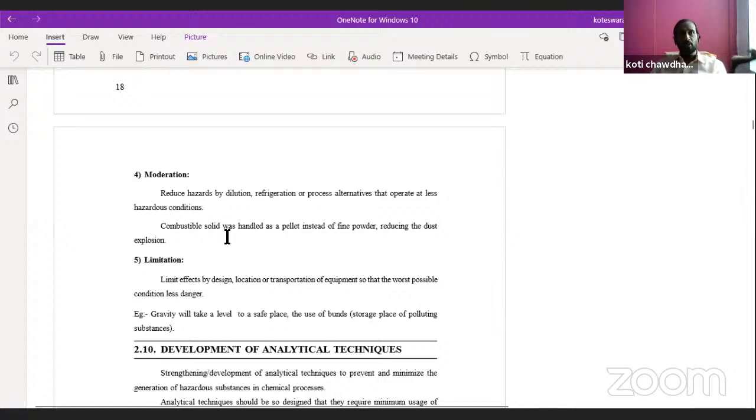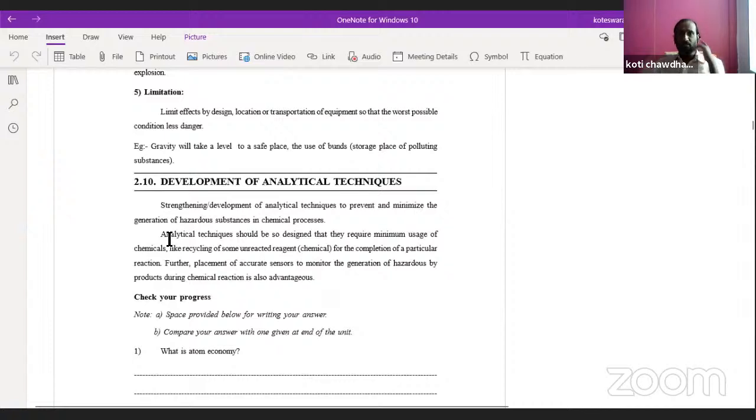And moderation: we need to modernize the reaction conditions. That means whenever it reacts, new methodologies are required. Suppose we are combusting solid waste in the form of powder, it leads to the formation of huge fumes to the environment. Whenever we prepare pellets of that material and combust the pellets, dust and fumes are avoided into the atmosphere. And limitations: wherever the conventional process has limitations, we need to overcome those limitations by using ISD processes.